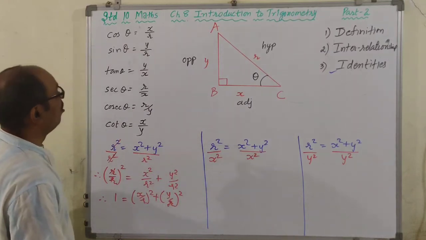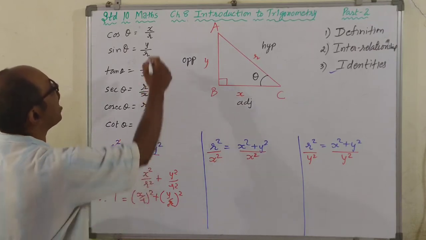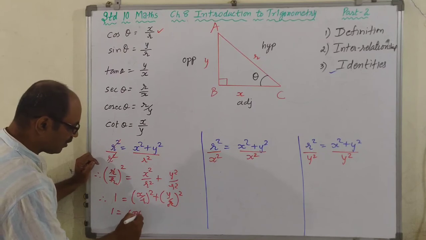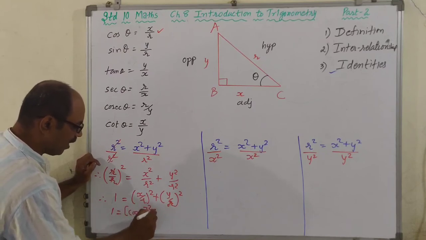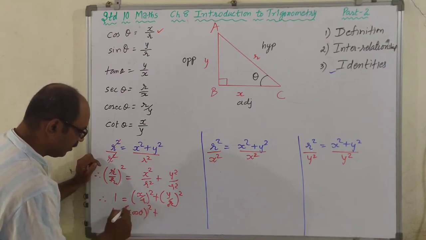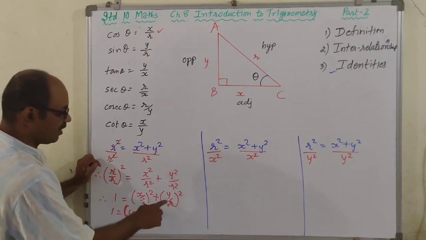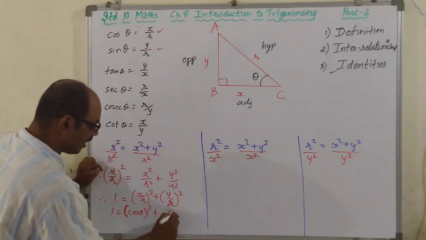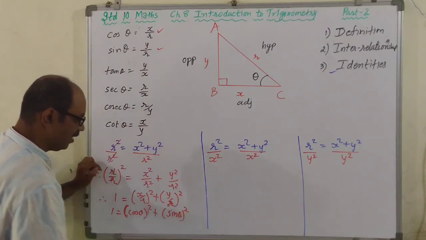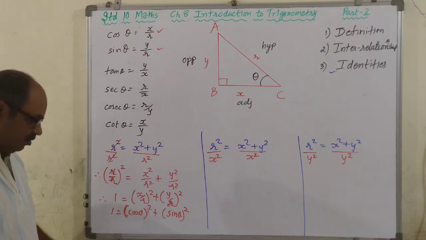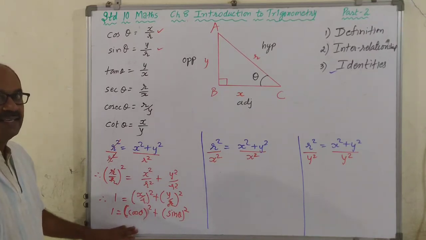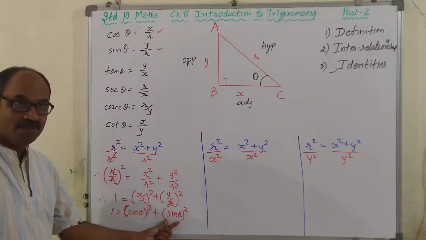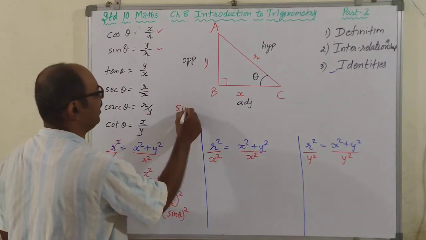Correct? Now look. What is x upon r? Here it is, cos theta. So 1 is equal to cos theta whole square, or I may write it in a small bracket. Alright. What is y upon r? Here it is sin theta. So this is sin theta whole square. So this is one identity. Bracket is a must here. Please, suppose you have got sin 10.